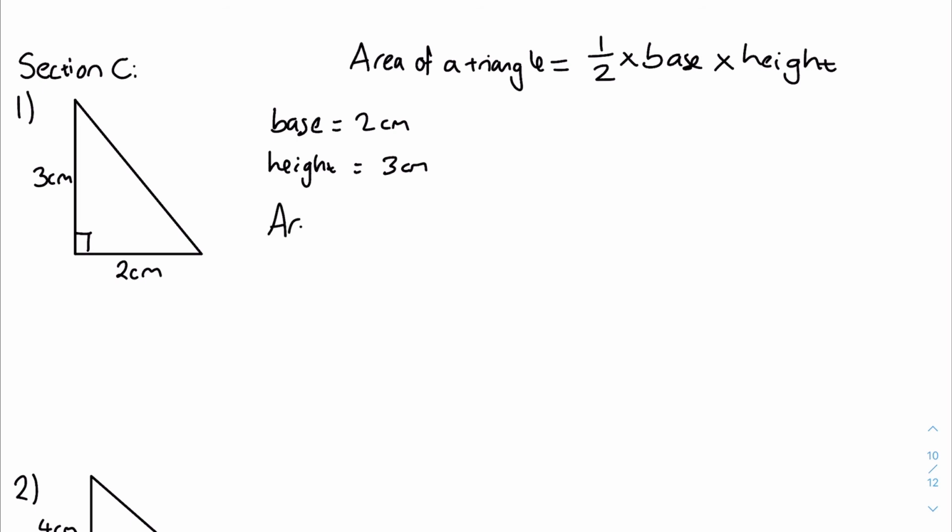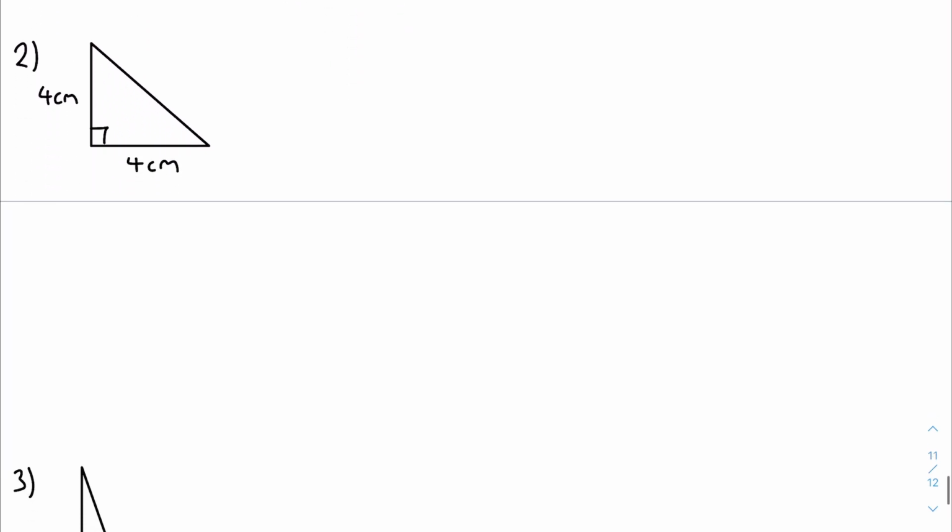So that means that the area is going to be 1/2 multiplied by 2 multiplied by 3. 2 multiplied by 3 is 6, and then 1/2 multiplied by 6 is 3. So the area here is going to be 3 centimeters squared. Okay? Moving on to question 2. Our base here is 4 centimeters and our height is also 4 centimeters.